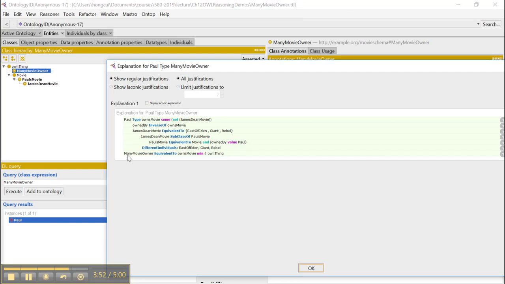And then the system checked the many movie owner definition. It's exactly anything that owns at least 4 things. It does not have to be 4 movies, but as long as you own 4 things, and it happens to be 4 movies, you're fine. You are a many movie owner. So this is how the system puts all those facts that we explicitly told it together and draws the conclusion that Paul is a member.